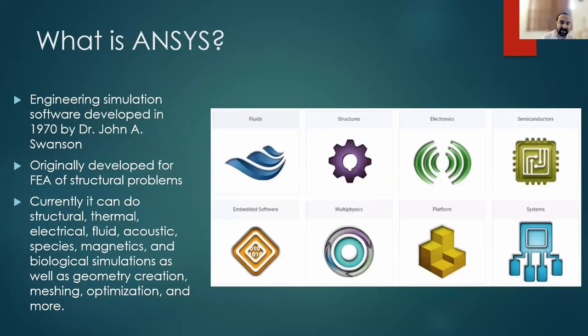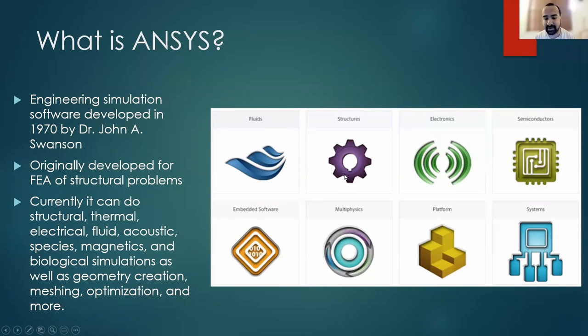So that's where ANSYS comes in. ANSYS is an engineering software originally developed in 1970 by Dr. John A. Swanson. Originally, very originally, it was developed for FEA analysis of structural problems. But nowadays, it can do structural, thermal, electrical, fluid, acoustic, magnetic, biological, as well as do CAD generation through geometry, meshing, optimization, and it can do many, many more things.